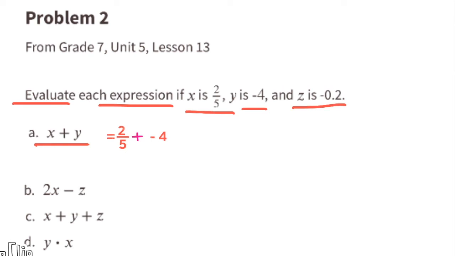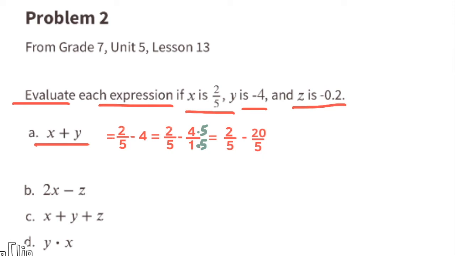Now, plus -4 is the same thing as minus 4. So 2/5 minus 4. -4 is the same as -4/1 as a fraction. We need common denominators, so let's multiply the 1 times 5 to make it a 5. When we do that, we also have to multiply the top number by 5. 4 times 5 equals 20. Now the equation reads 2/5 minus 20/5.